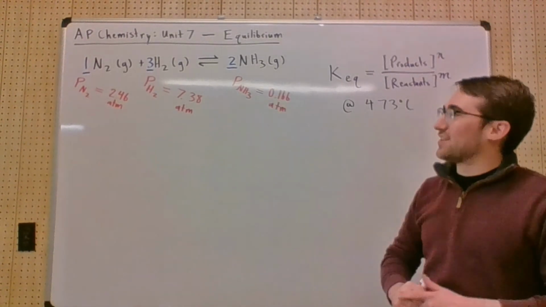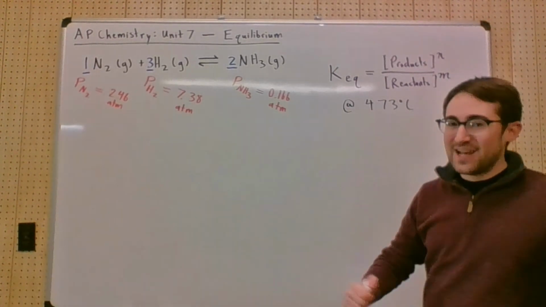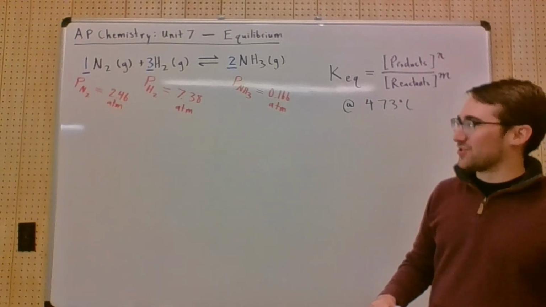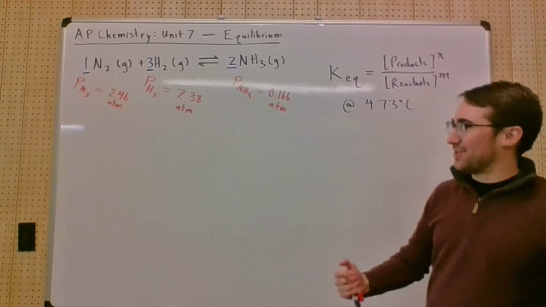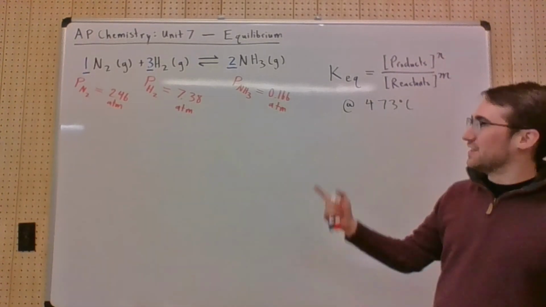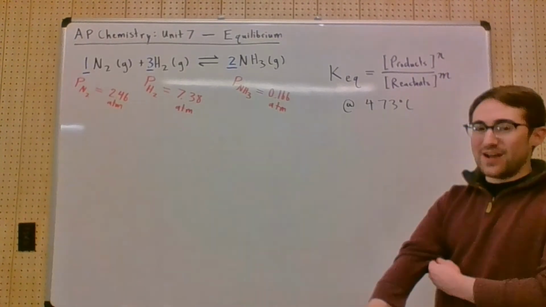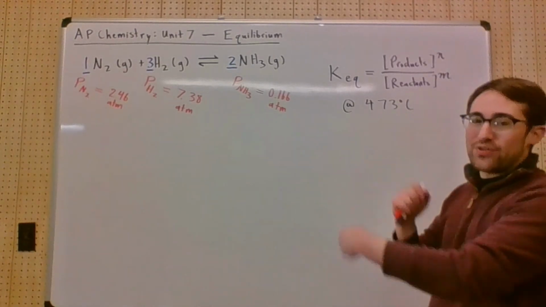When this hits equilibrium, when the rate of the forward reaction is equal to the rate of the reverse reaction, we don't have the same partial pressures across the board for each gas, but they do stop changing. So at equilibrium, the pressure of the N2 is 2.46 atmospheres. The pressure of our H2 is 7.38 atmospheres, and the pressure of our NH3 is 0.166 atmospheres. The reaction continues to happen in both directions.